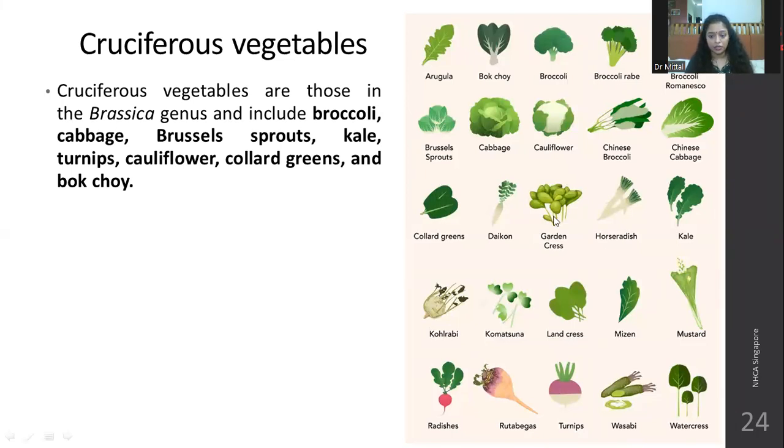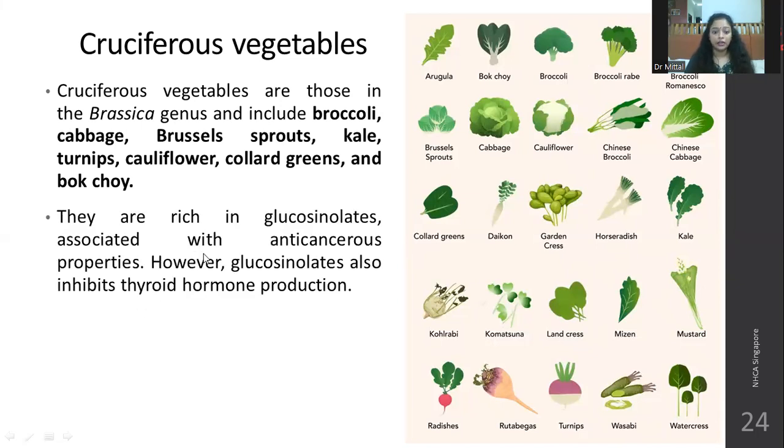Garden cress also comes under cruciferous vegetables. Radish, turnips, mustard leaves are used in Indian cuisines as well. They are rich in glucosinolates, which is associated with anticarcinogenic property. Glucosinolates is a really good antioxidant, but one downside of it is that it will inhibit the thyroid hormone production.